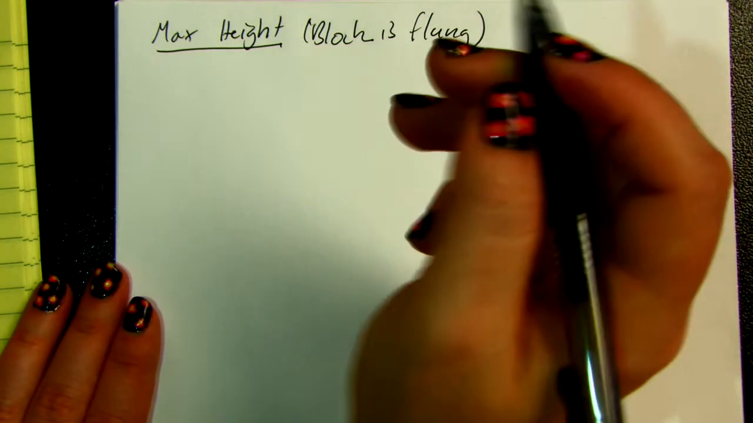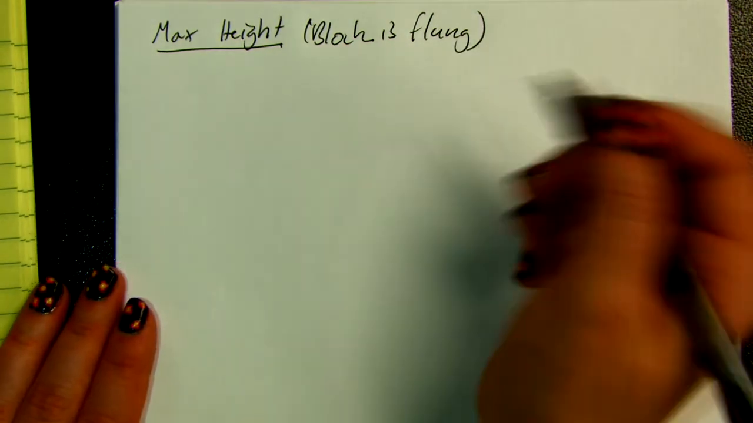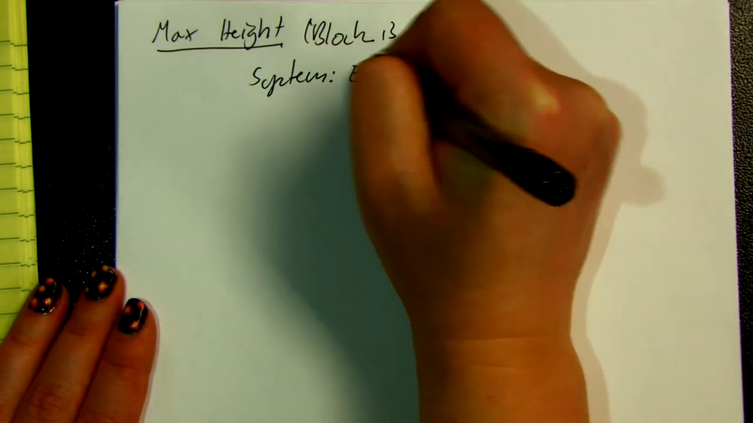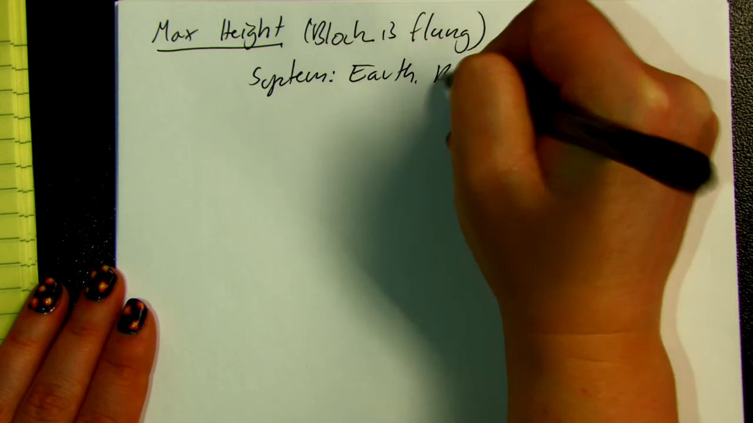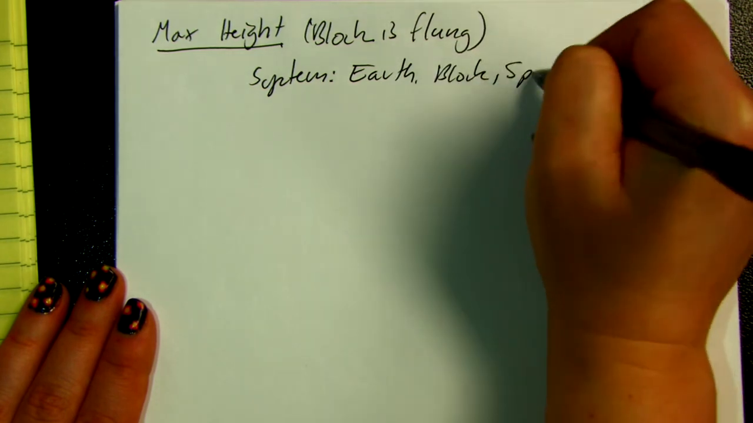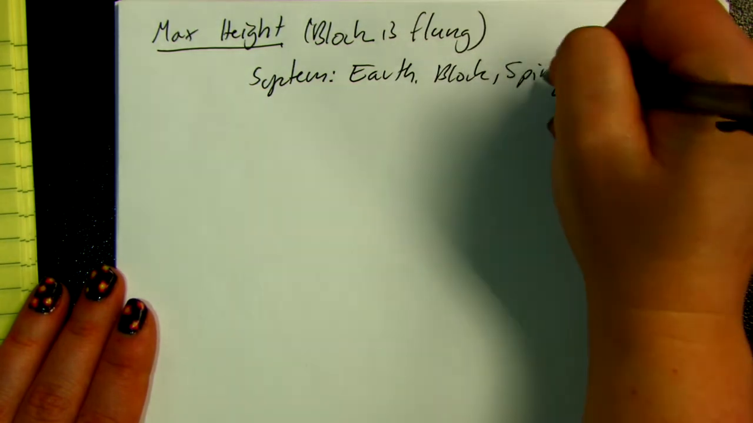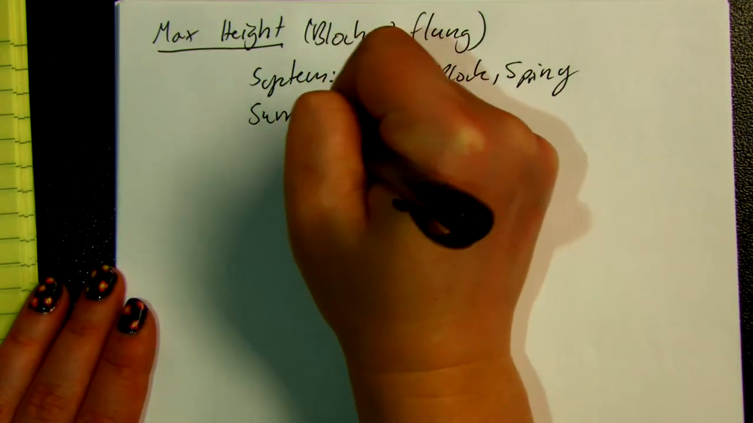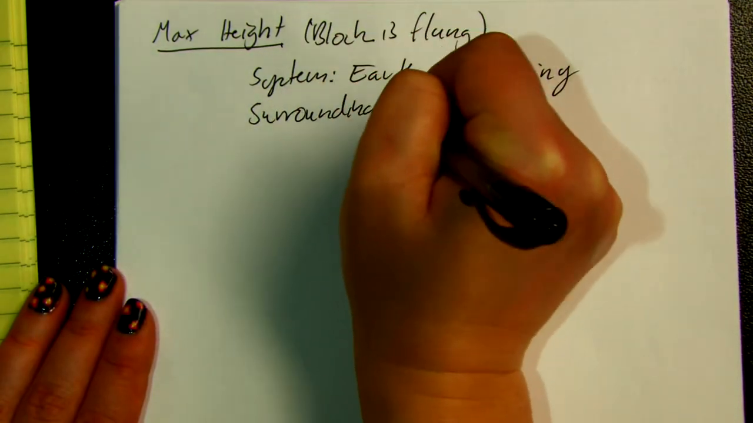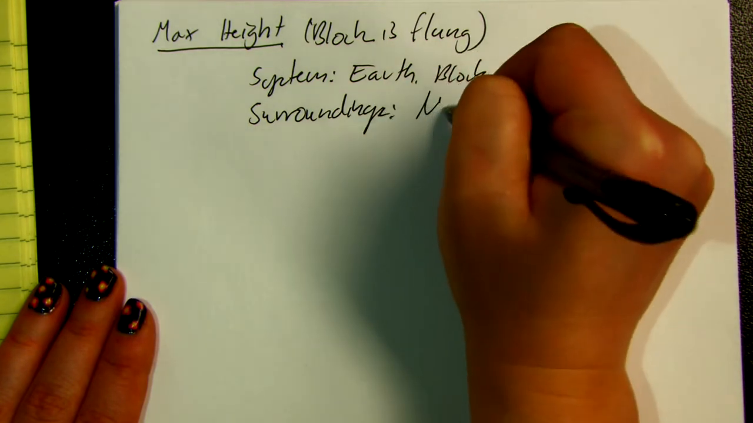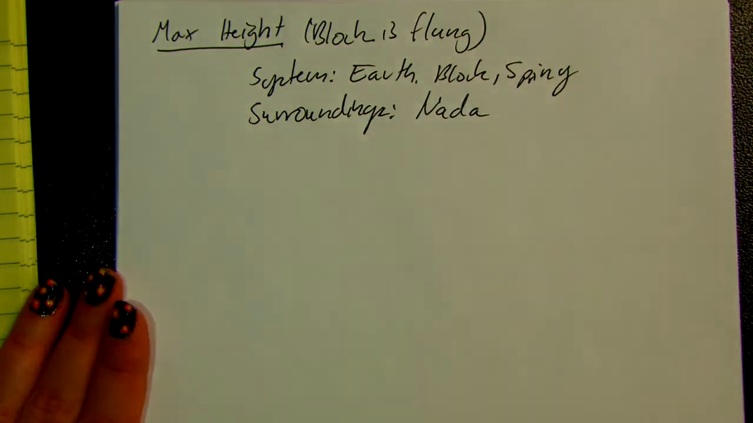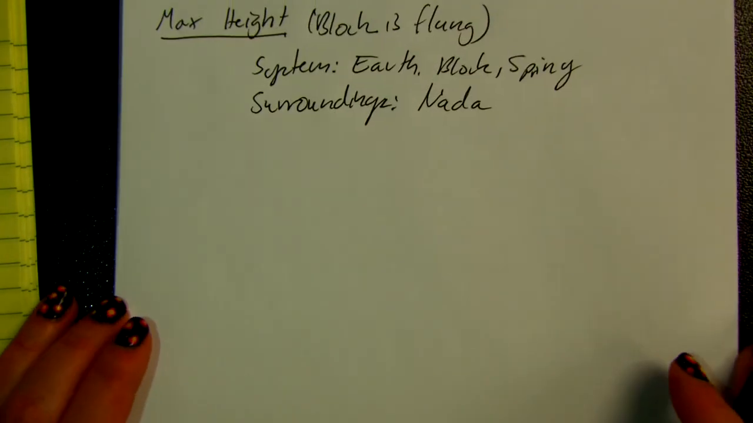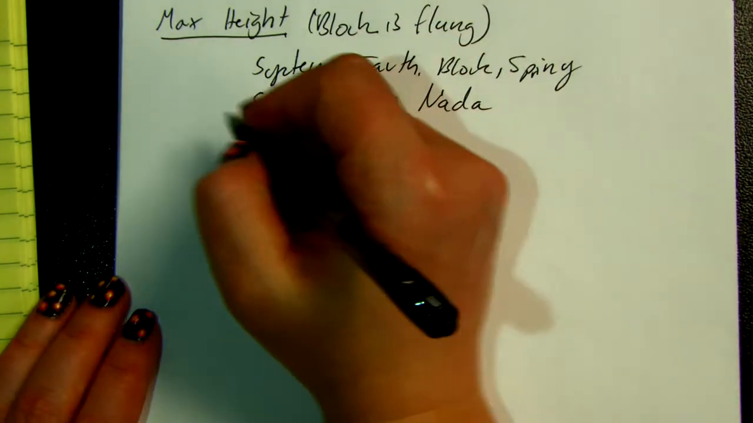Okay, so our system and surroundings can stay the same. So our system, earth, block, spring, has an R in it, the surroundings, nothing of interest, nada. Okay, but we do need to be clever about our initial and final states.